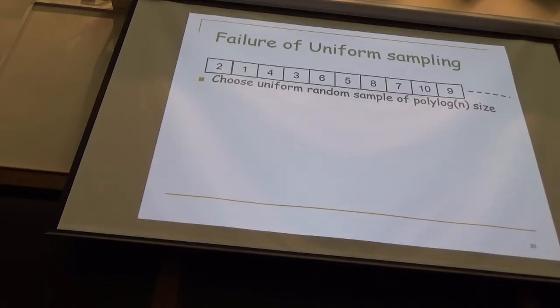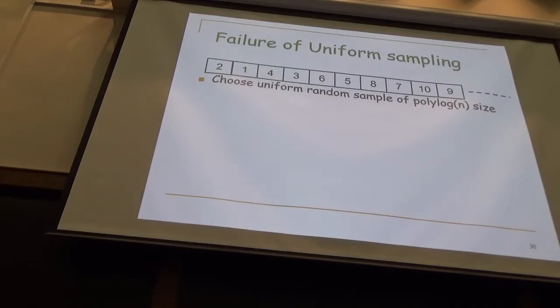Why? Well, what is this? This is the numbers, in order, except that every other number is flipped. 1 and 2 is flipped, 4 and 3 is flipped, 6 and 5 is. So the distance to monotonicity is n over 2, or when normalized, it's 1/2 the array. If you take a random sample, what are you going to see?